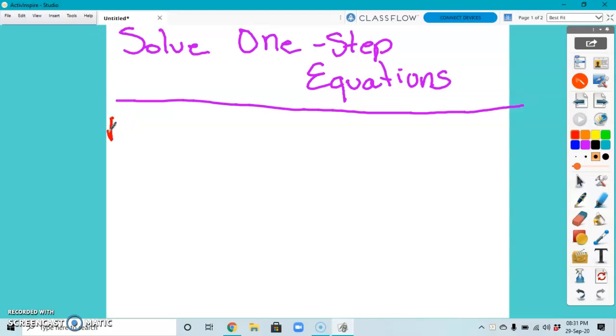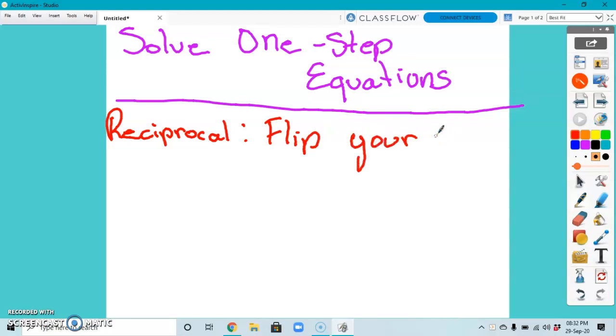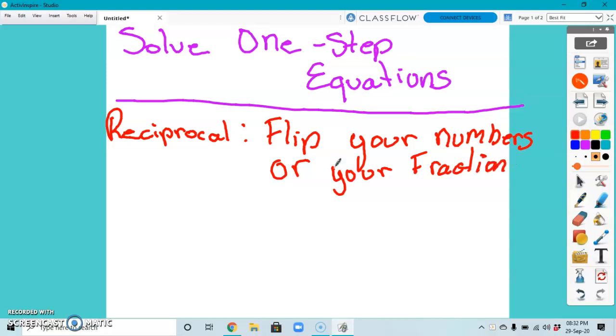So, one word you have to know is reciprocal. Your reciprocal is to flip your number or your fraction. This is most important when you're dividing, because you have to find the reciprocal to be able to divide and do the opposite to solve your problem.